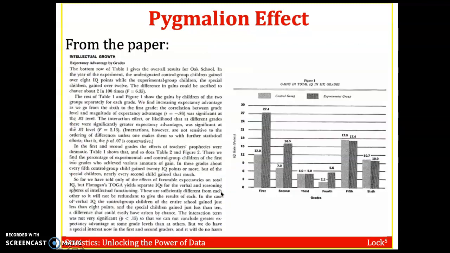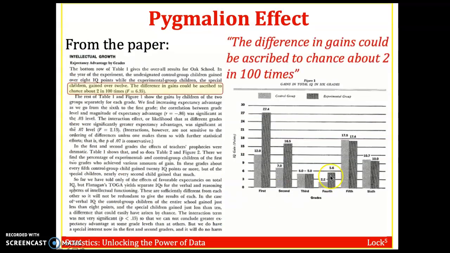And actually, from this published paper, here we go. Notice right here, they're describing what that p-value means. The difference gain could be ascribed to chance in 2 in 100 times. So what they're saying is, if there's no effect of telling students that their IQs are going to grow, the growth that we saw in the sample data would only happen about 2 in 100 times.